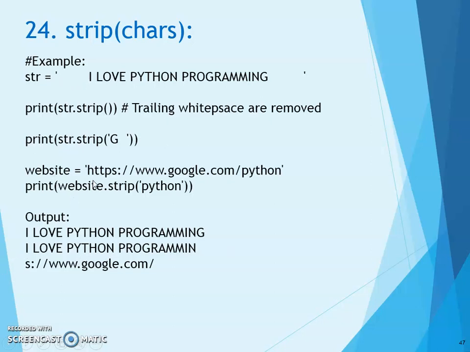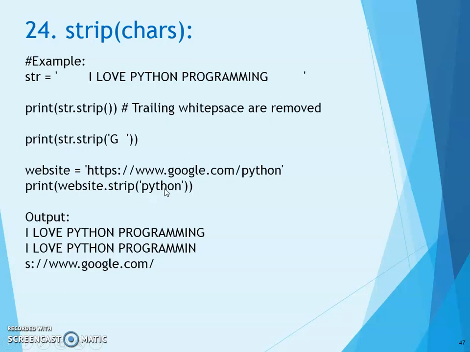Now see this next example. In this a website address is given and we want to remove these characters, that is P, Y, T, H, O, N. The same word is mentioned here on the right-hand side. So from the right-hand side this word will be removed. Now we will check on the left-hand side. On the left-hand side H is there.